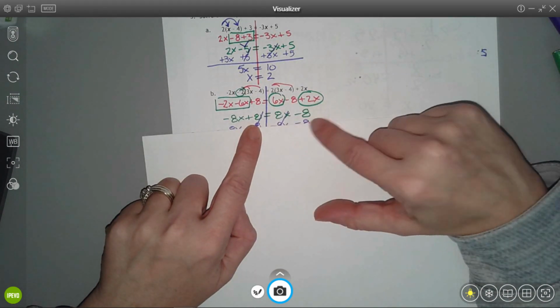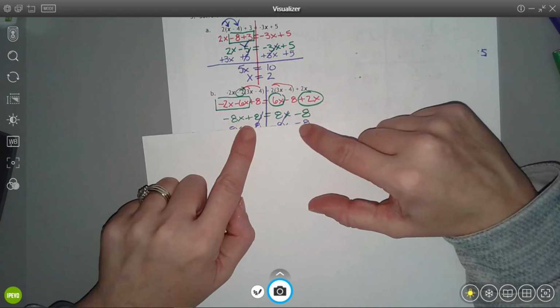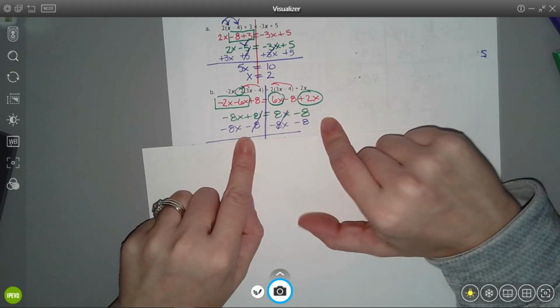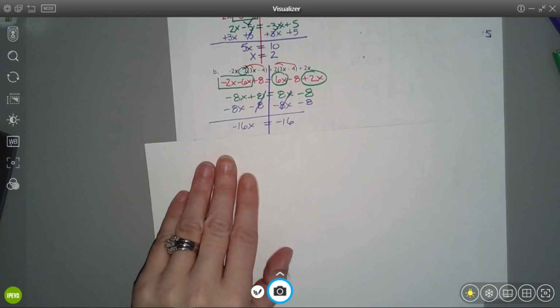Letters to the left, numbers to the right. I'm going to minus 8x, and I'm going to minus 8 to the right. When I do that, I get -16x equals -16. X equals +1.